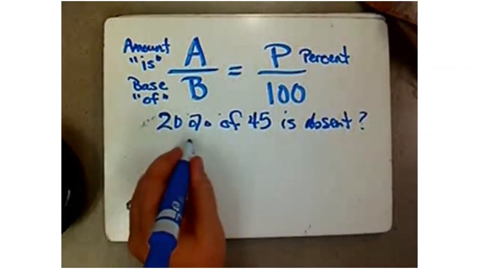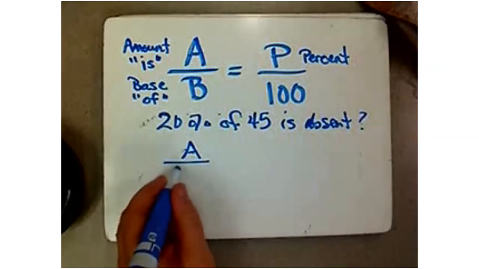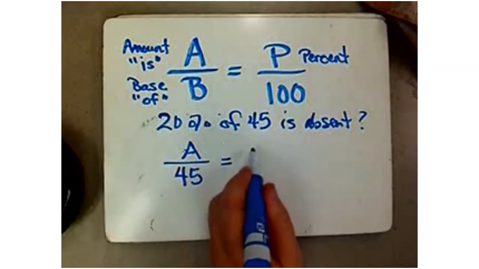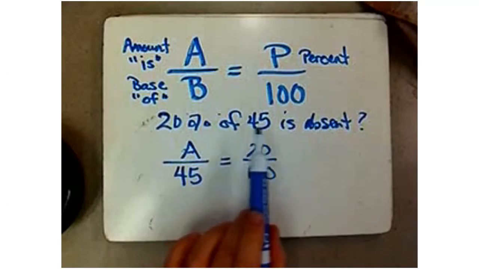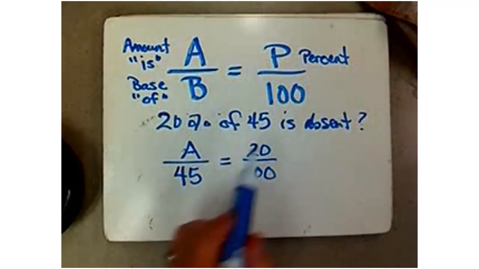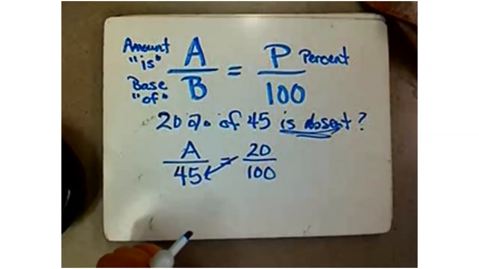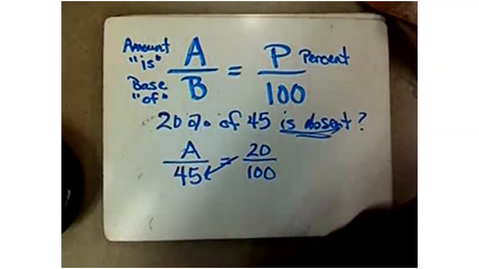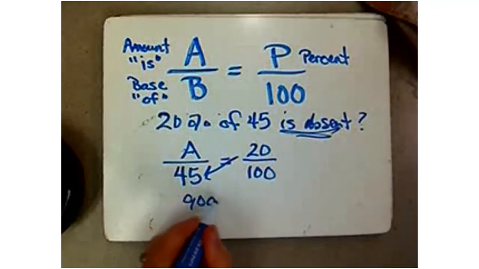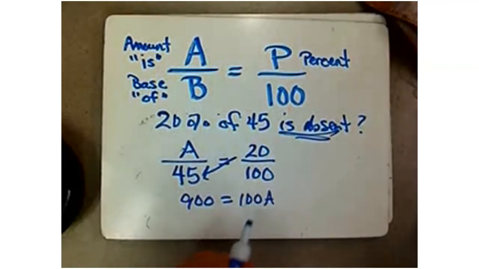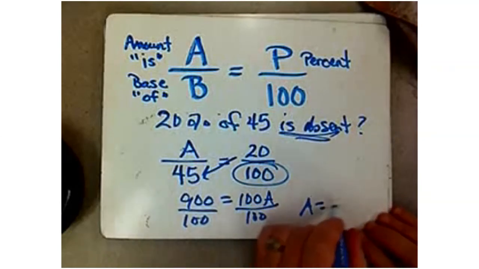So we're looking for A, aren't we? We're looking for the part of the whole, of the base, 45. So the base is 45, and the 20 is our P value over 100. So 20% of 45 is absent. We're looking for our A value. So we're going to cross multiply 20 times 45, which is 900. 900 equals 100A. We're going to divide by 100 on each side, and A is going to equal 9.